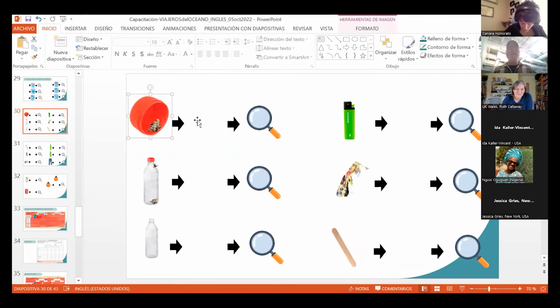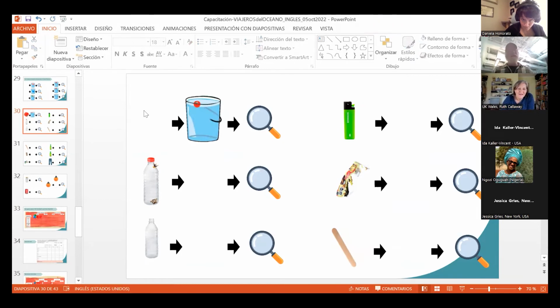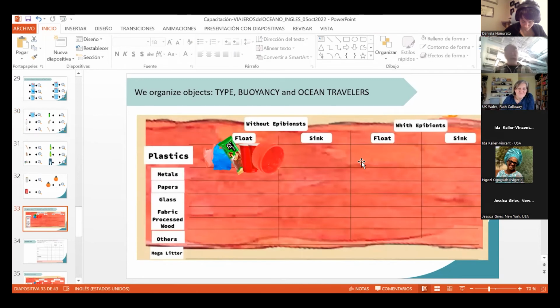So how about this one here? Does it float? Yes or no? Probably. So let's try it out. And yes, it did float, but this one has organisms growing on it. So we take it, and now we need to move it into the category of plastic with epibionts that did float. So here it goes.